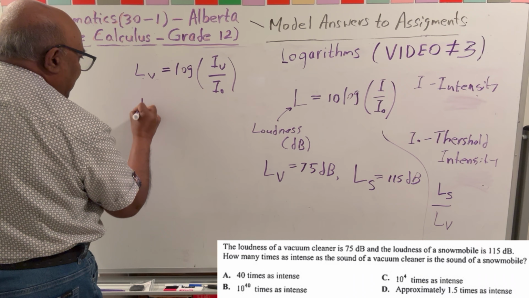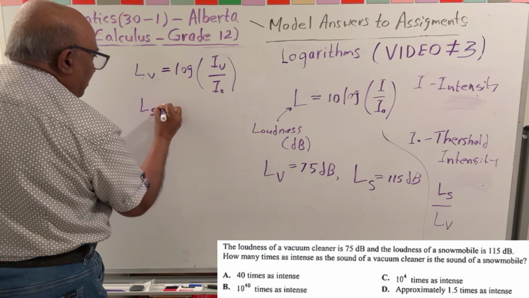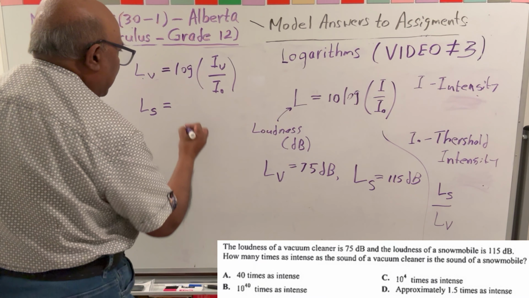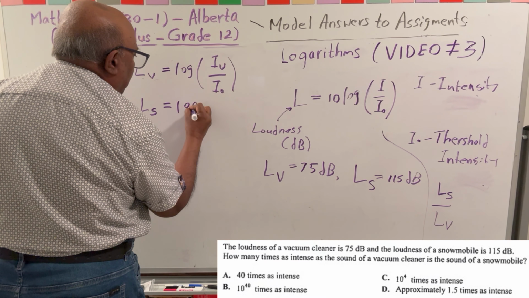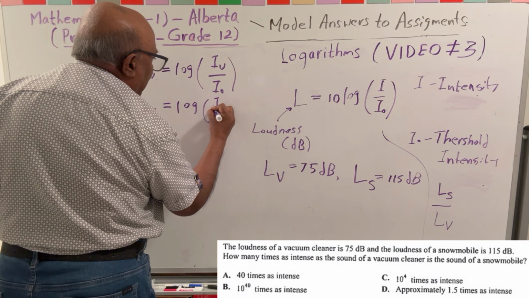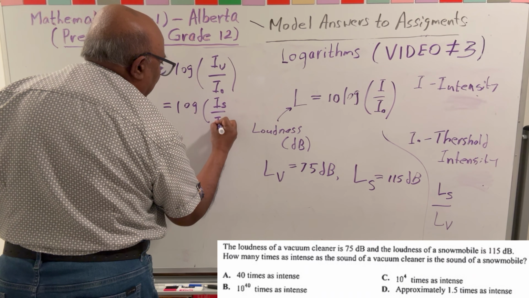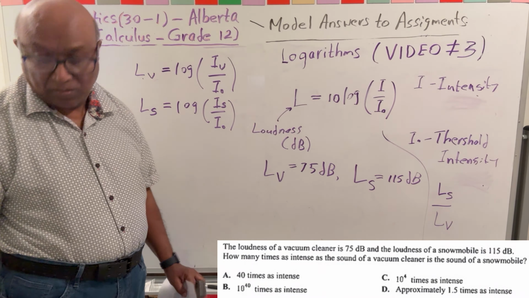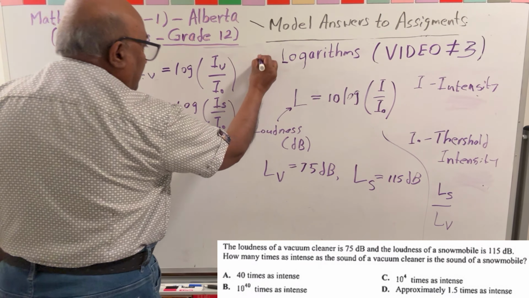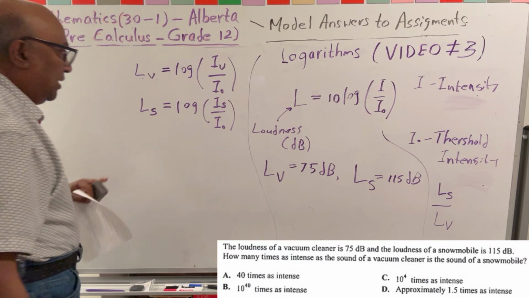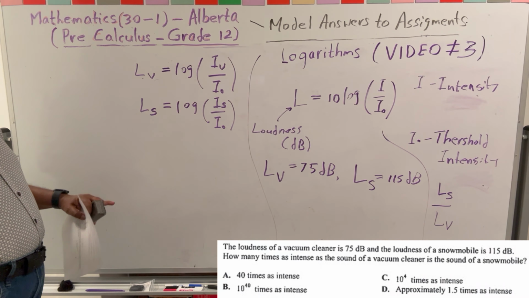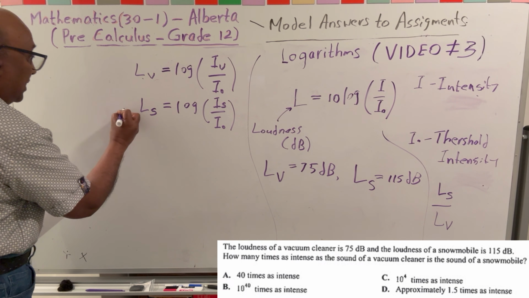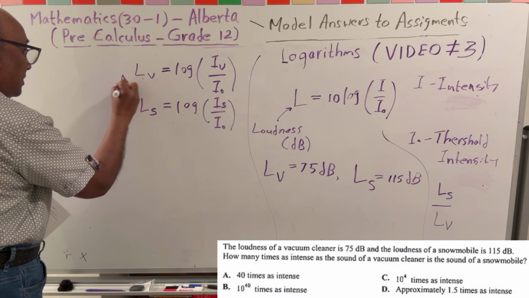Okay, we can do one more step. LSC equal, if I apply this equation for the snowmobile, LSC equal log I snowmobile divided by I naught. Okay, then how do you continue this? In order to proceed, we can subtract this. Let's subtract this in this way.